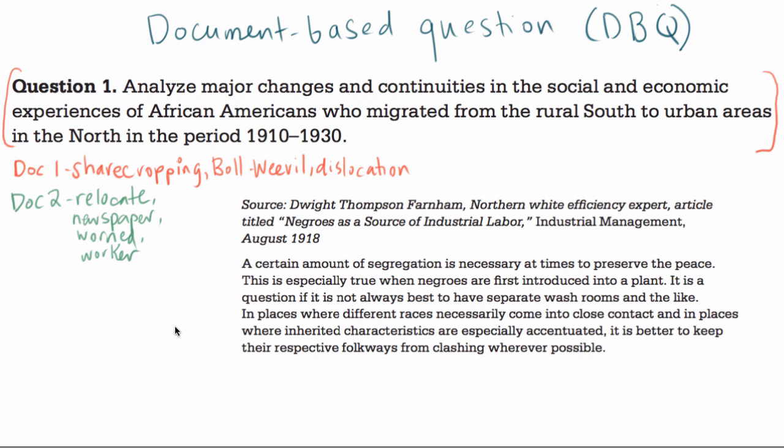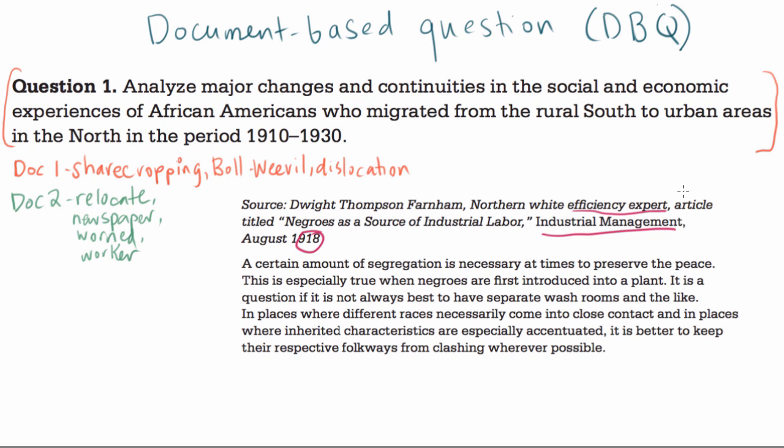Okay, here's our third document. It is an article in the magazine Industrial Management from 1918, and it's written by Dwight Thompson Farnham. That's not anyone we've ever heard of before, but it says he's an efficiency expert, so someone whose job it is to make sure that businesses are run efficiently. And his article is called Negroes as a Source of Industrial Labor.